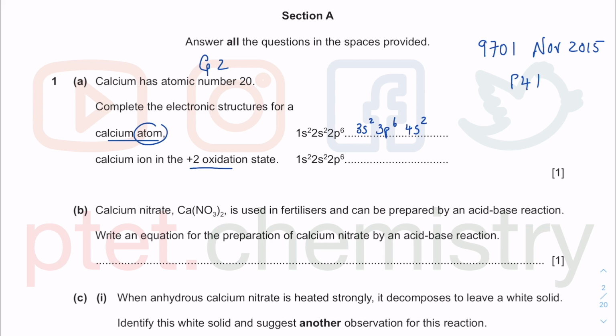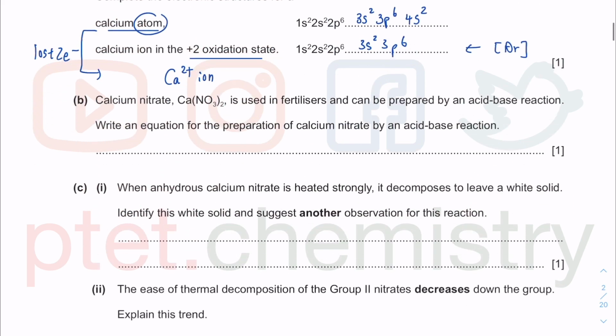When you have a +2 oxidation number, you have a calcium 2 plus ion. So you know calcium atom has lost 2 electrons. And you're going to lose them from this 4s orbital. So you're going to end up with 3s2 and 3p6. This is the same as argon, which is a noble gas electronic configuration. Although this is an ion with still 20 protons, because you have just lost 2 electrons, you have 2 extra protons than electrons. You are positively charged now.